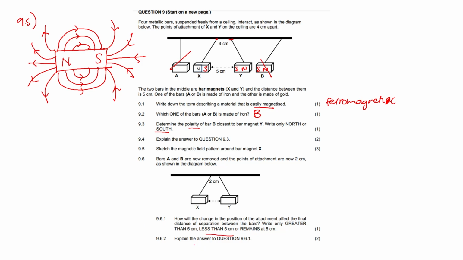And in 9.6.2, we have to explain that. So what you can say is, when there is a decrease in distance, our magnetic force increases. B is no longer attracting Y to the right. Or you can say the magnitude of magnetic force is inversely proportional to the distance, and B is no longer attracting Y to the right.